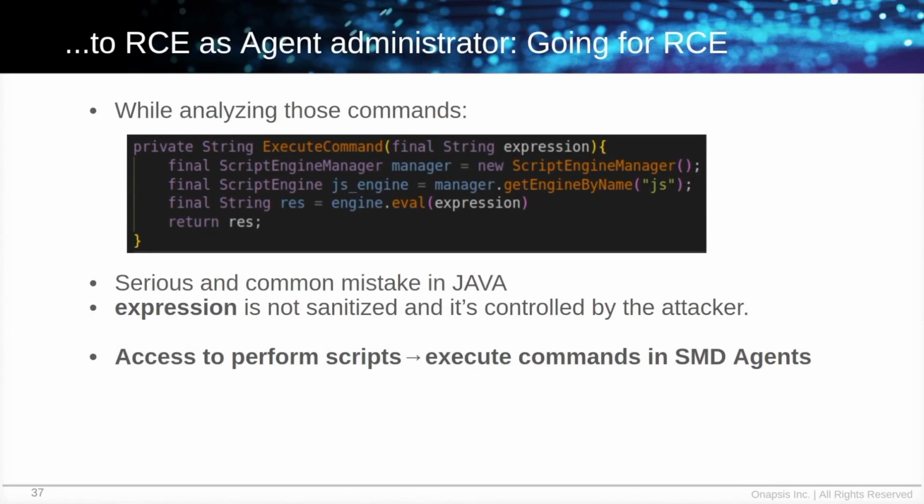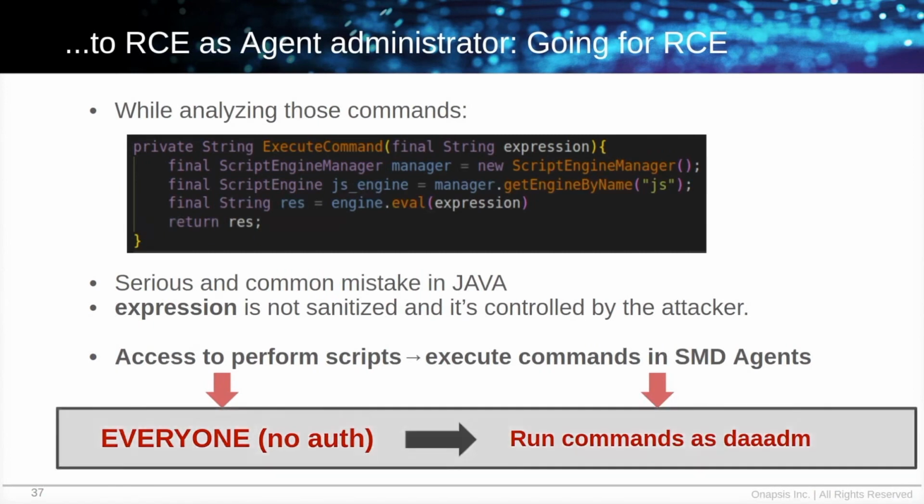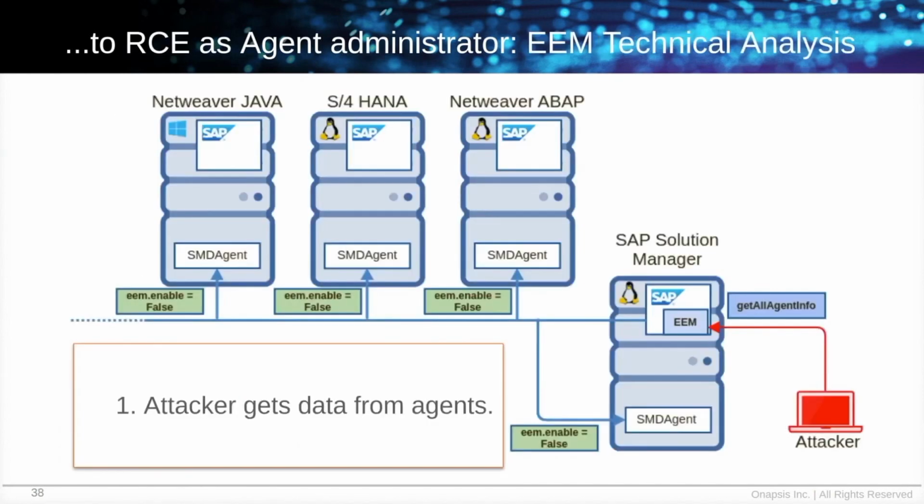So as a summary, this means that any person who is able to write scripts is able to perform remote code execution. But let's split this in two parts. Every person who is able to upload scripts: as we told you, this application is unauthenticated, so it means any person. And on the other side, you can execute remote code in the SMD agents, which are the final executor of the scripts. This application is running as DAADM, which is the user for the SMD agents. So basically this means that any unauthenticated user will be able to perform remote code execution with the privileges of DAADM.